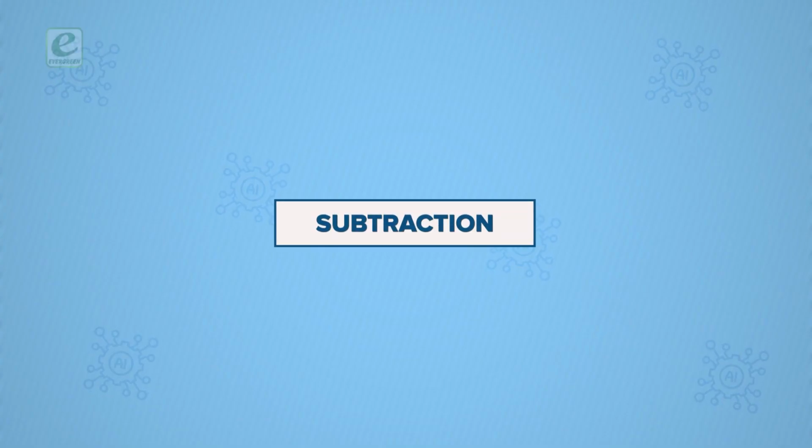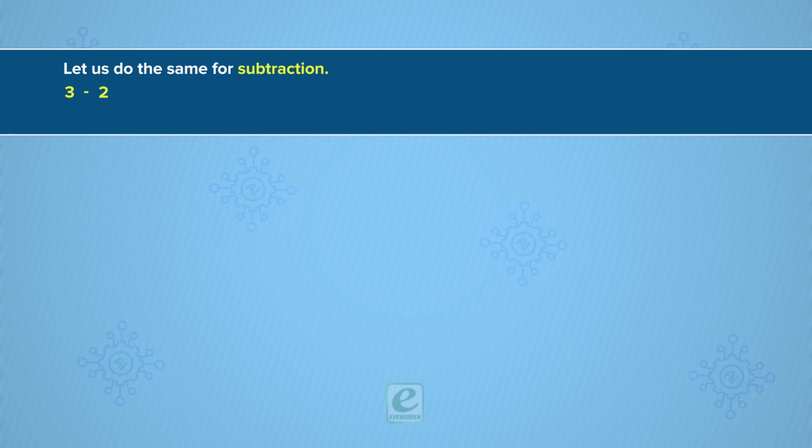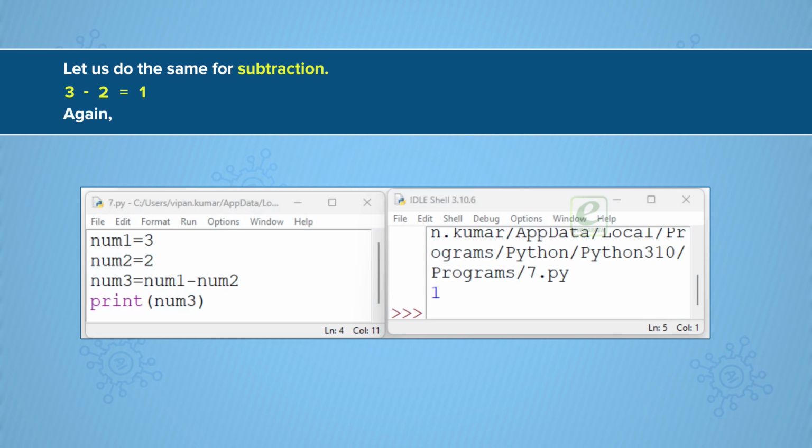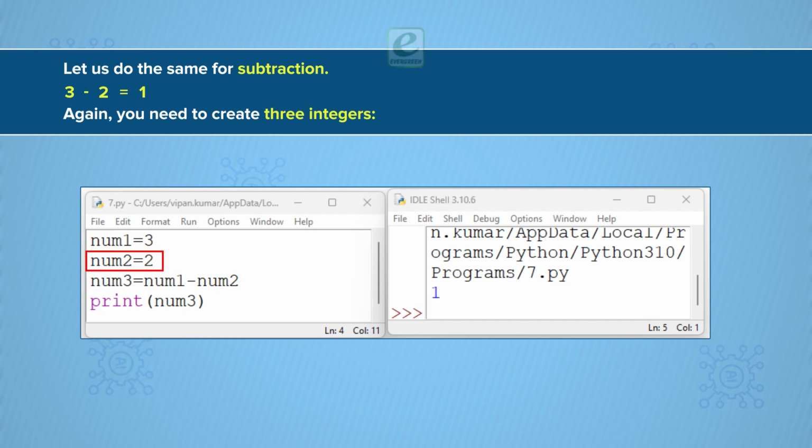Subtraction. Let us do the same for subtraction. If you subtract 3 and 2, you will get another number, that is 1, as an answer. Again, you need to create three integers. num1 is equal to 3, num2 is equal to 2, and num3 to store the subtraction of the first two. Then you can print the value of num3 by using the print.